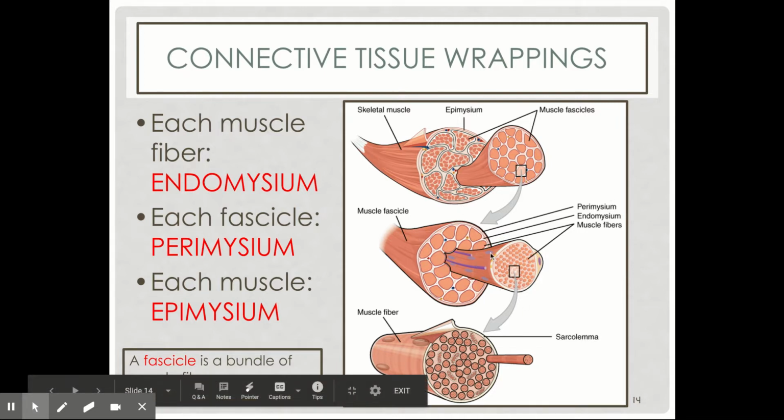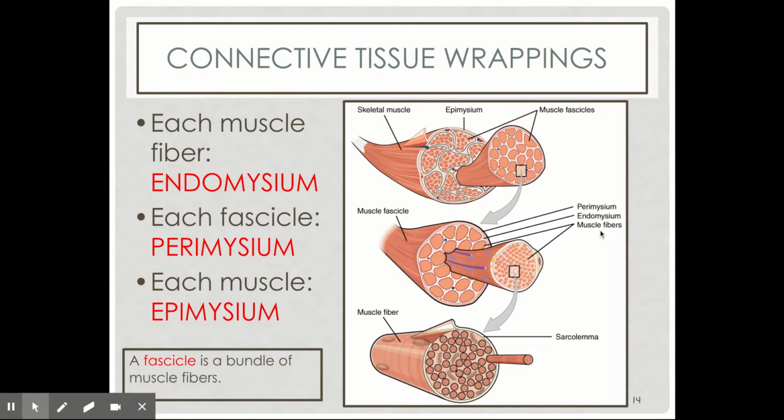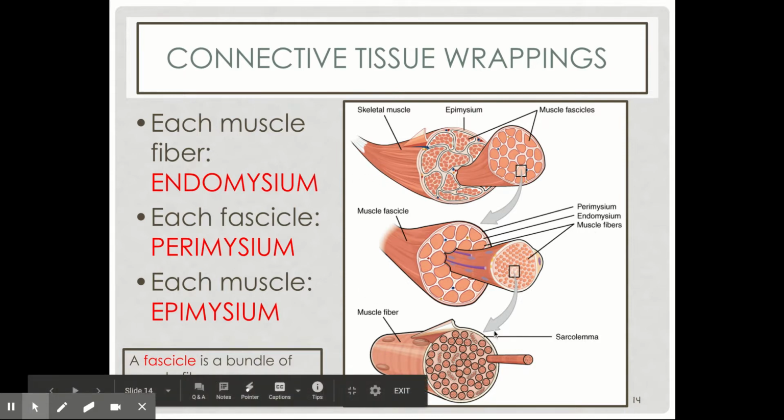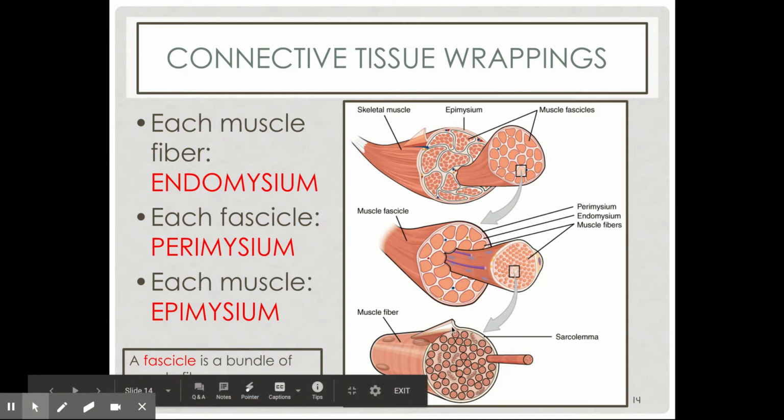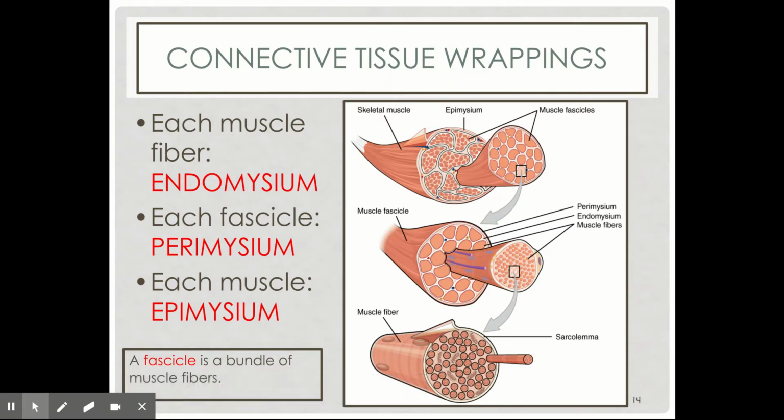Now we're getting to the cellular level, or a muscle fiber. Remember, muscle fiber equals muscle cell, and each muscle fiber will have an endomysium, which is the wrapping around a single cell. You can see that here. It's also shown right here, but it's not quite labeled. And then you have what's called a sarcolemma, which is a fancy way of saying the cell membrane for a muscle cell.